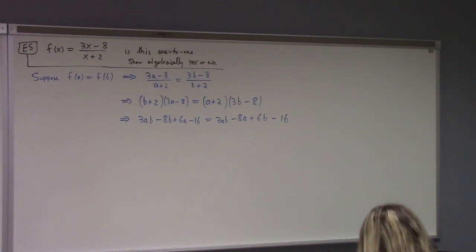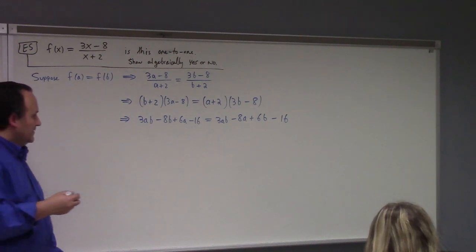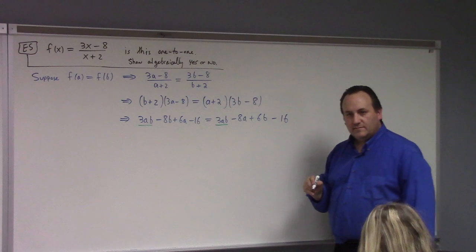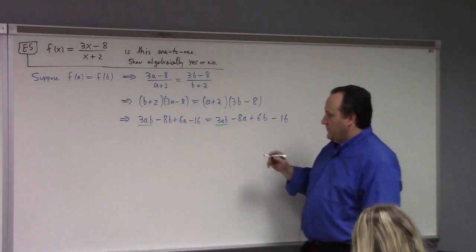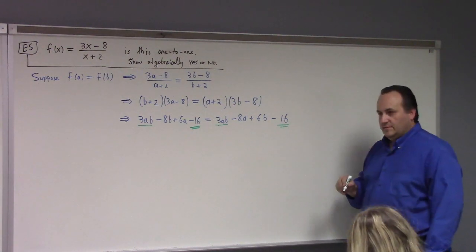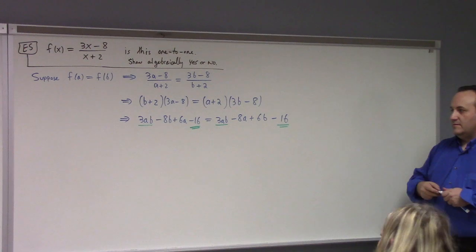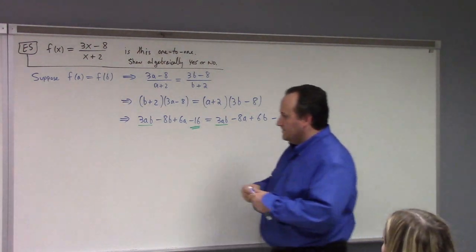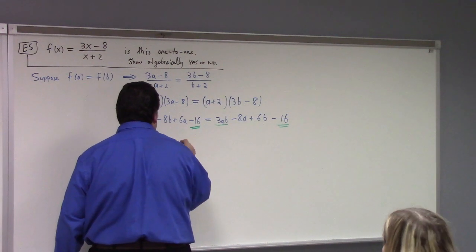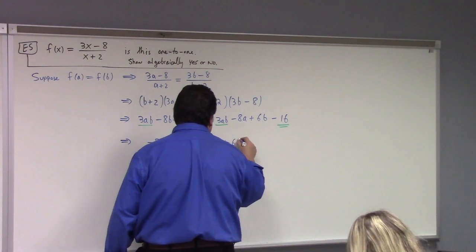Now, oh, well, look at that. We got 3ab here, but we also got one here, right? What else? We got a minus 16 here, but we also got a minus 16 here. So those cancel. And that gives us minus 8b plus 6a is equal to minus 8a plus 6b.